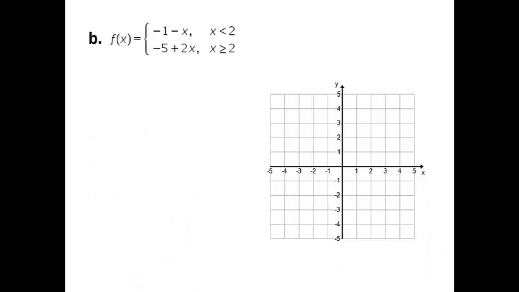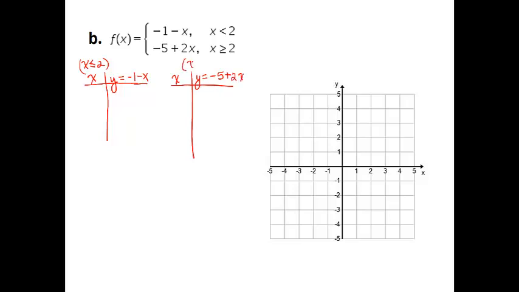Another example is f of x equals negative 1 minus x for x less than 2, and negative 5 plus 2x for x greater than or equal to 2. So again, I make my table. I have y is equal to negative 1 minus x, and that's defined only for values of x which are less than 2. Then we have y is equal to negative 5 plus 2x, and that's defined for x greater than or equal to 2.